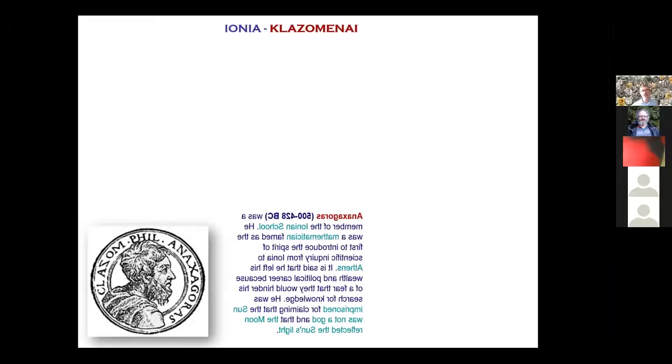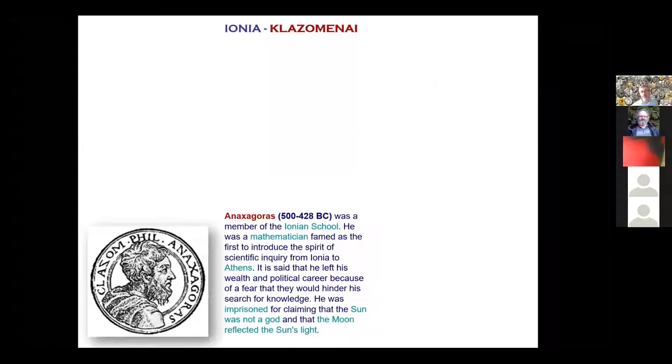Clazomenae is another interesting city of Ionia. It's the town of Anaxagoras. He was a member of the Ionian school, a mathematician famed for introducing the spirit of scientific inquiry from Ionia to Athens. So he moved to Athens at some point. It is said that he left his wealth and political career because of a fear that they would hinder his search for knowledge. He was imprisoned for claiming that the sun was not a god and that the moon reflected the sun's light. So he had to run from Athens back to Asia.